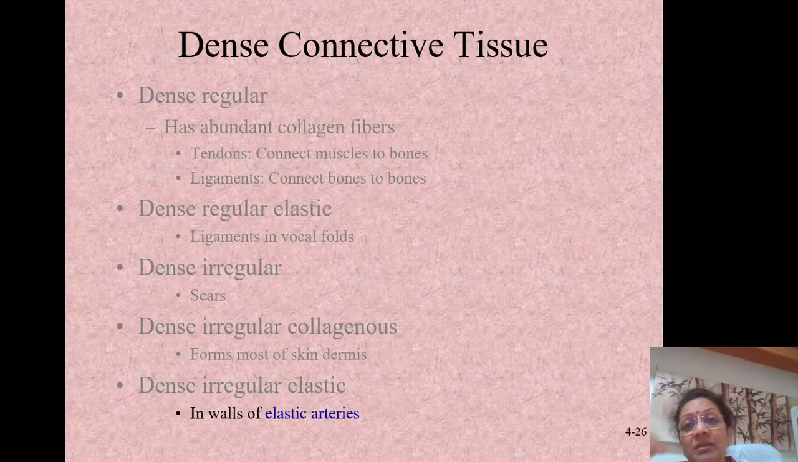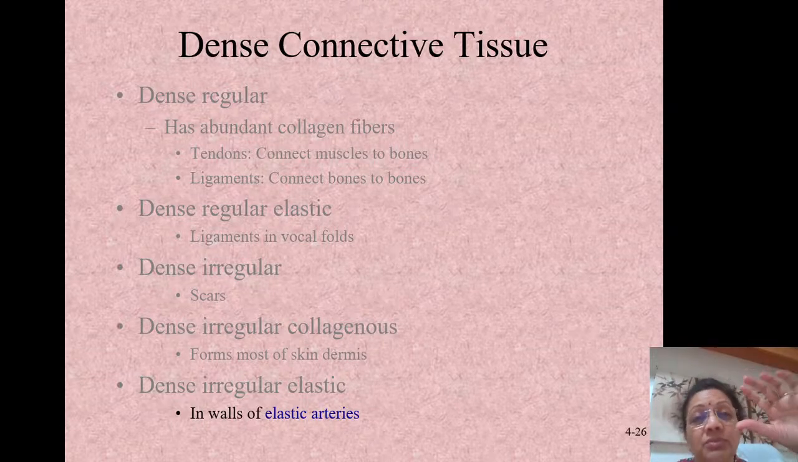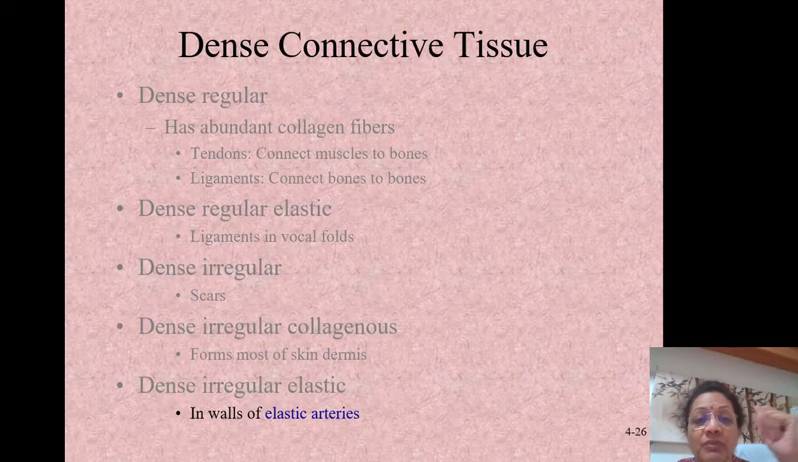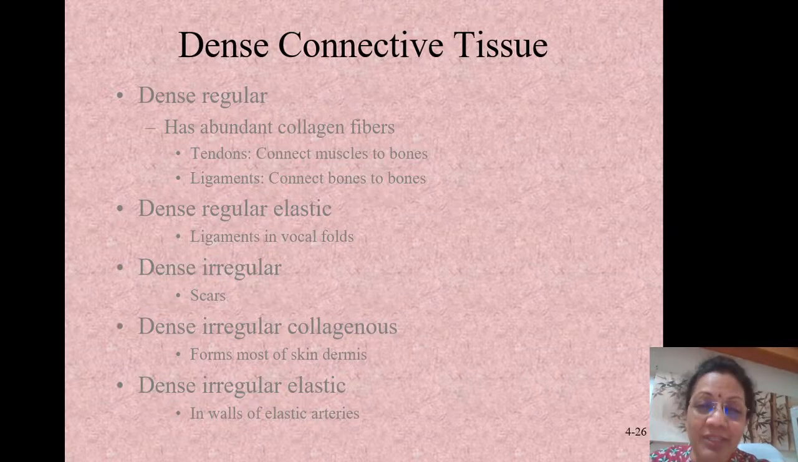So basically the two criteria or parameters by which we are classifying are the regularity of arrangement of the fibers and whether it's densely packed or loosely packed. Then further you can divide into which fibers we are talking about. If it's all elastic fibers, then it is dense regular elastic. If it is all collagenous fibers, and it's irregular, it is dermis. If it's elastic fibers but irregularly placed, they are seen in the walls of arteries. Try not to get confused.